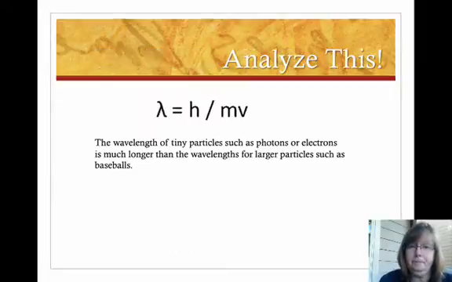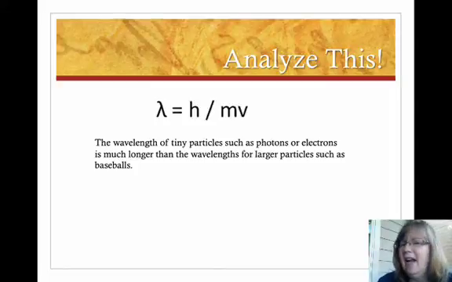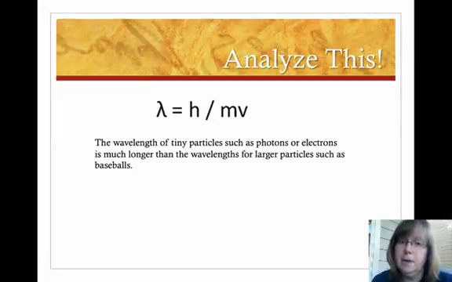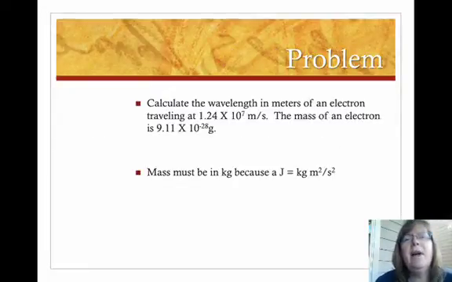Okay, now, let's analyze what this means. The wavelength of something that's tiny, like photons or electrons, is going to be much longer than the wavelengths for larger particles, such as a baseball, which is going to have a much larger mass, and it's going to move a lot slower. So again, we're going to see tremendous differences in the wavelengths between subatomic particles and things that we're used to seeing in our macroscopic world. So let's go ahead and get started.